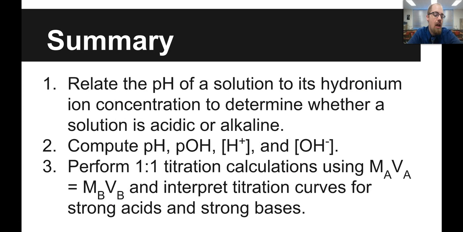So to summarize, you should be able to relate the pH of a solution to its hydronium ion concentration, determine whether a solution is acidic or alkaline, compute pH, pOH, hydrogen concentration, and hydroxide concentration, and perform one-to-one titration calculations using the molarity of the acid times the volume of the acid equals the molarity of the base times the volume of the base in a titration, and interpret titration curves for strong acids and strong bases.